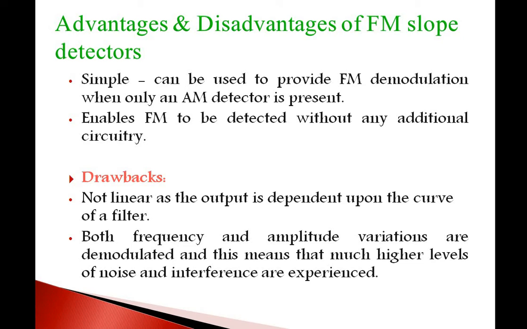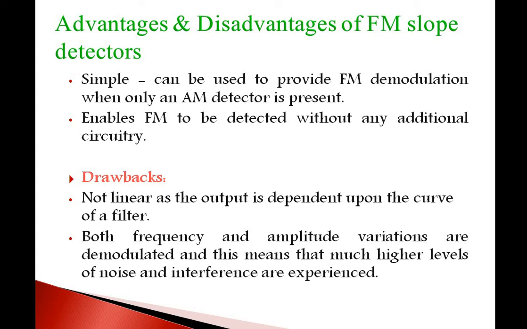Here we have the advantages and disadvantages of your FM slope detector. The first one is, as I have already said, it is very simple, and it can be used to provide FM demodulation when only an AM detector is present. If you have frequency modulated variations, we will have non-linear characteristics. Due to that, your carrier frequency remains in that particular non-linear characteristic, and your harmonic noise will occur. That is very important, and that cannot be filtered out. That is the drawback of that one.